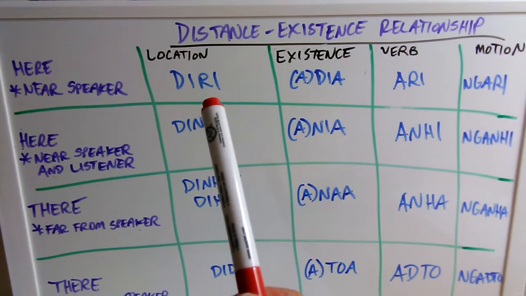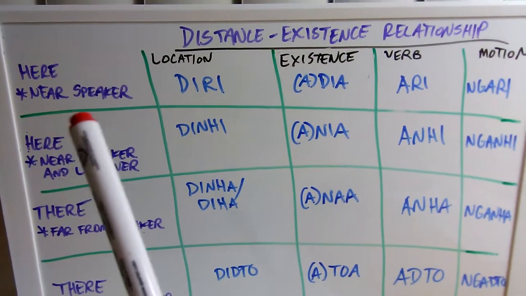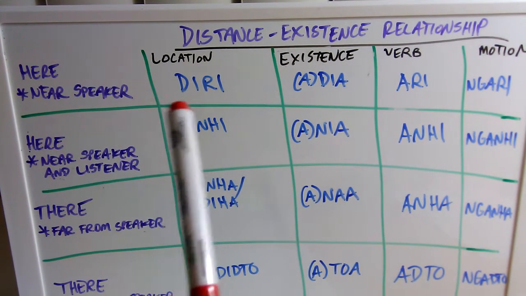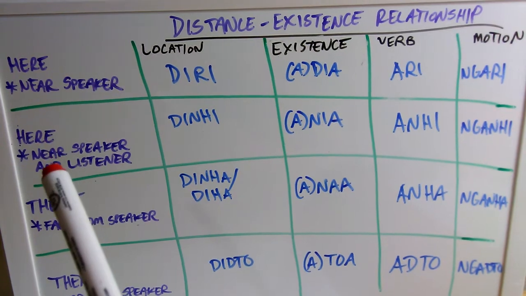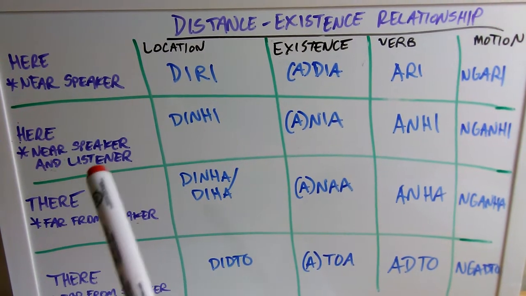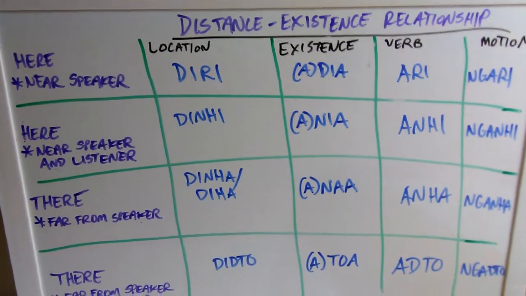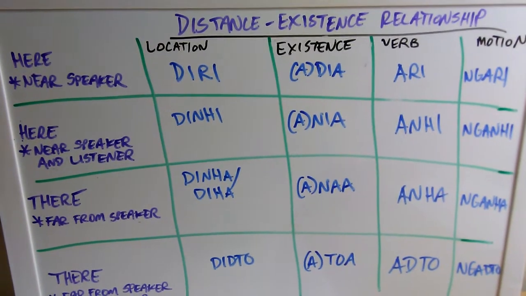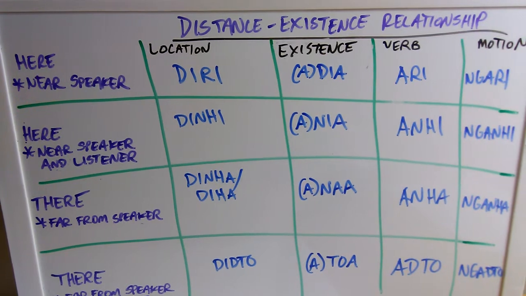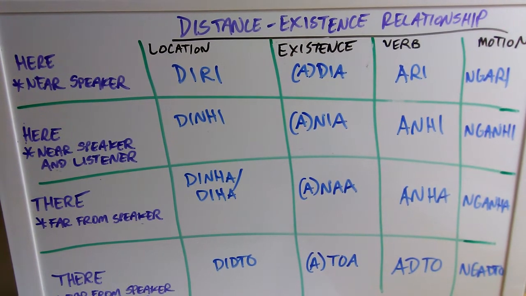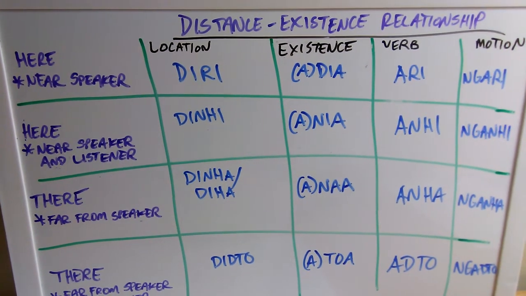The thing with diri is that I guess this row here, the here that's near the speaker, is slowly merging with the here that's near the speaker and listener. So dinhi and diri to me sound the same or mean the same thing. And I feel that they can be used interchangeably, but that's just me.